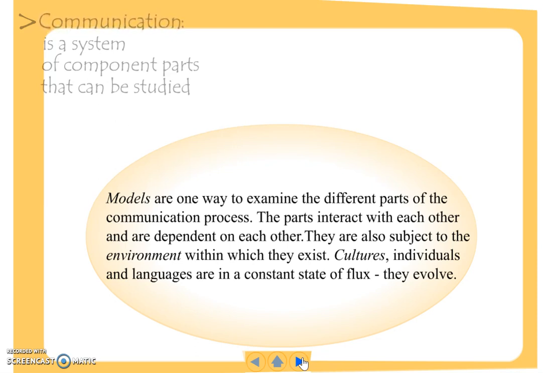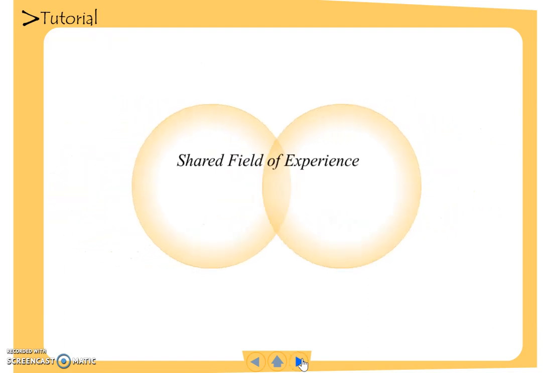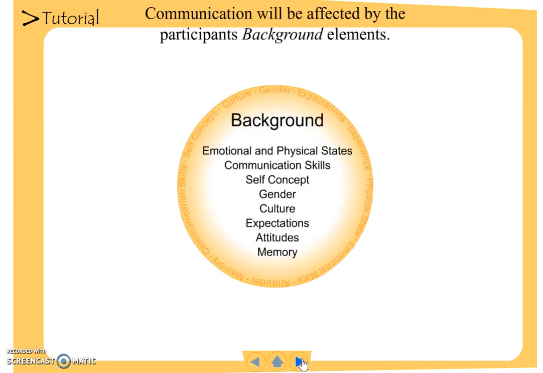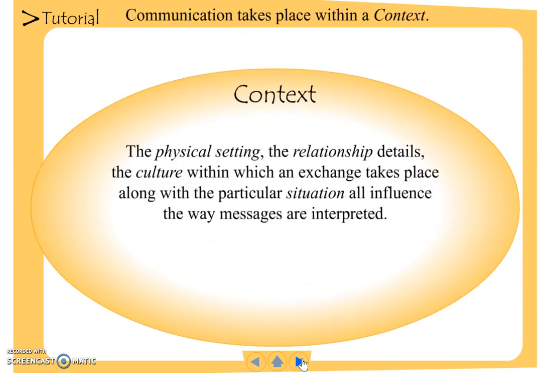It's important to remember that each of these models is impacted by our culture and the influences that we bring. Now, the process itself starts with communicators, and the communicators can have effective communication when they have a shared field of experience. It's important to have common symbols, for example, common language for effective communication. And also, the communication will be impacted by our background elements. For example, gender, expectations, our memories, our experiences, and so on.